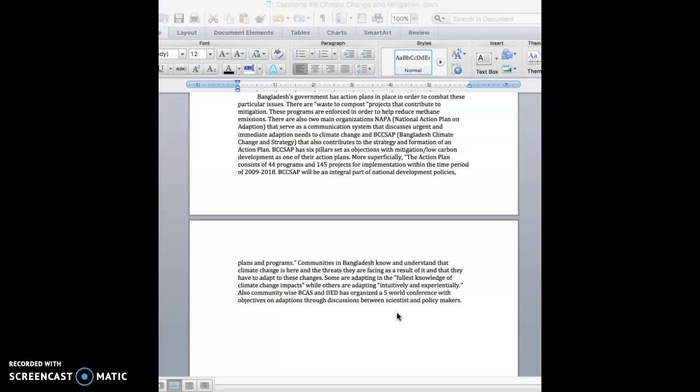Communities in Bangladesh know and understand that climate change is here and the threats that they are facing as a result of it, and that they have to adapt to these changes. Some are adapting with the fullest knowledge of climate change impacts, while others are adapting intuitively and experimentally. Also, community-wise, BCAS and IIED have organized a 5-world conference with objectives on adaptations through discussions between scientists and policymakers.